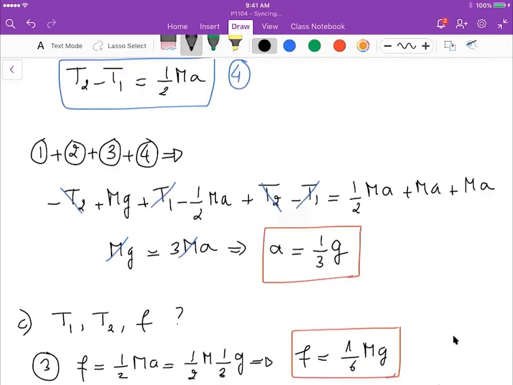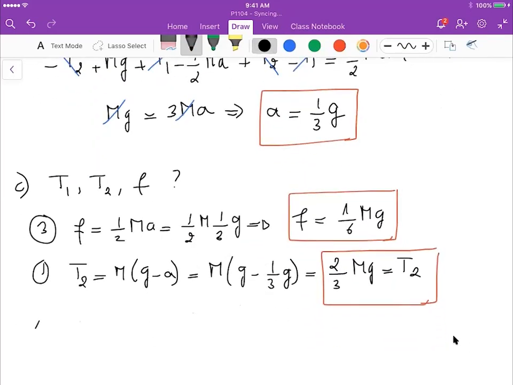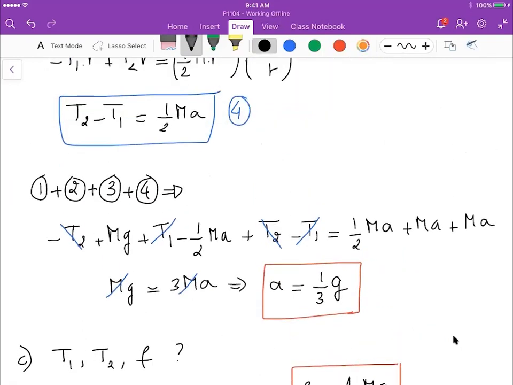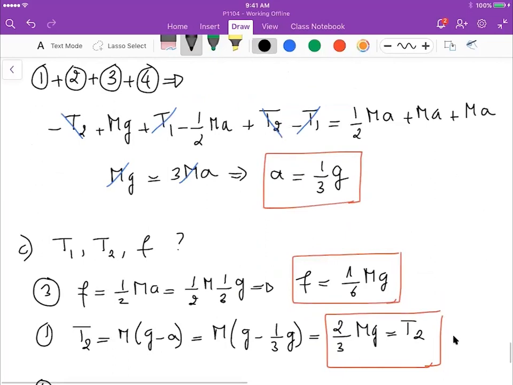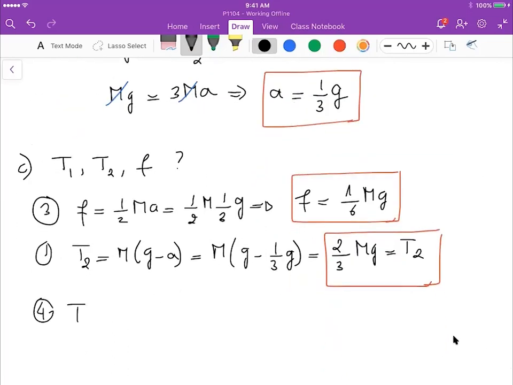And then at the end, we still have to deduce the expression of T1. طيب من equation 4 في عنا T2 minus T1 is equal to 1/2 MA. So we end up with T1 equals T2 minus half MA. So T1 is equal to T2 minus half MA. So it's equal to 2 over 3 mg minus 1 over 6 mg.